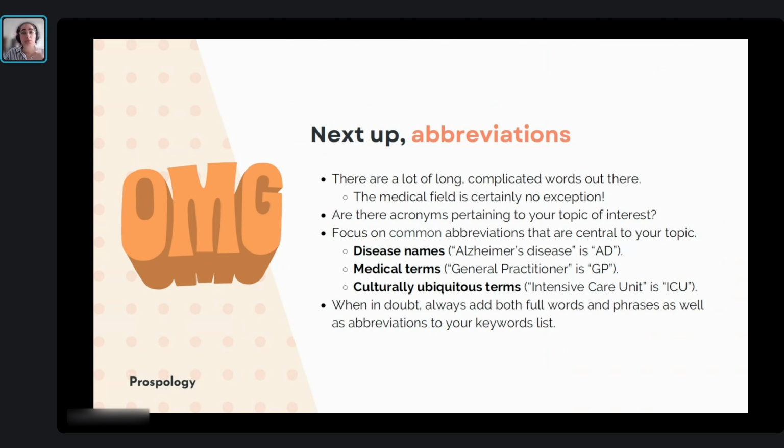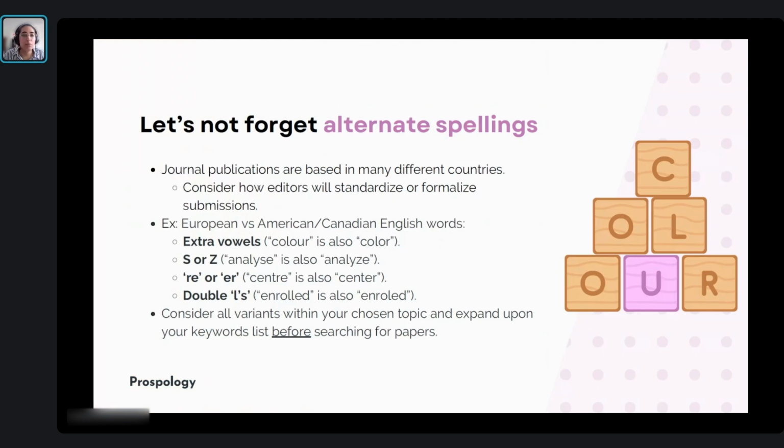And then when we see how many papers will come up from this list that we're making, you can start off by adding more terms, and then we can always adjust from there. And lastly, let's not forget alternate spellings. This is something quite important because when you're looking at journal publications, of course, they're based in many different countries, and you might want to consider how editors will standardize or formalize submissions.